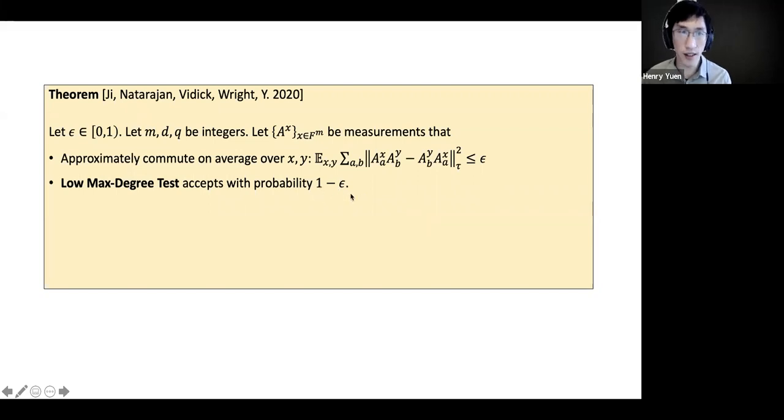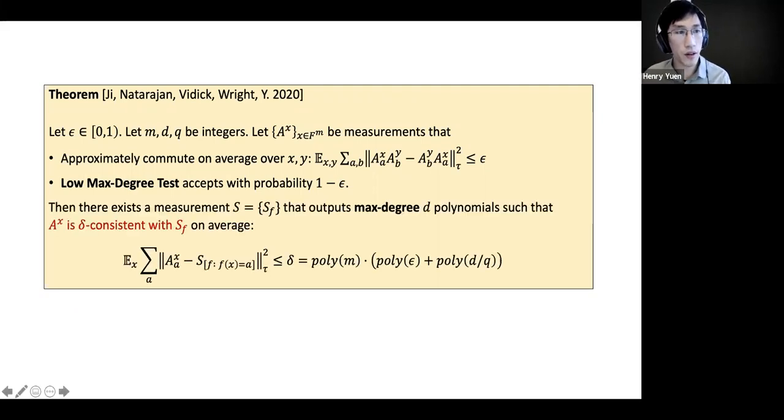So here, this is in what we call the 99% regime. We don't know anything if it passes with low probability, but if it passes with high probability, then there exist global measurements that output a max degree D polynomial such that the points measurement is delta-consistent with S_f on average. Consistency here means the points measurement is close to the marginalization of the global measurement, up to this error delta. What is the error? Well, it's this quantity here.